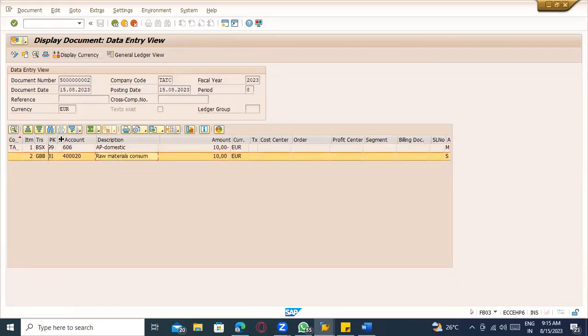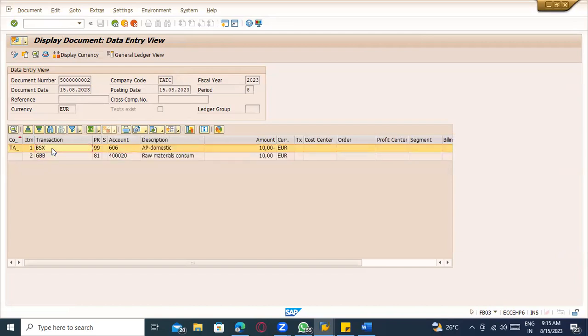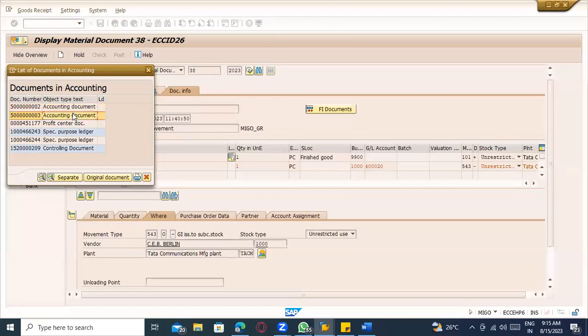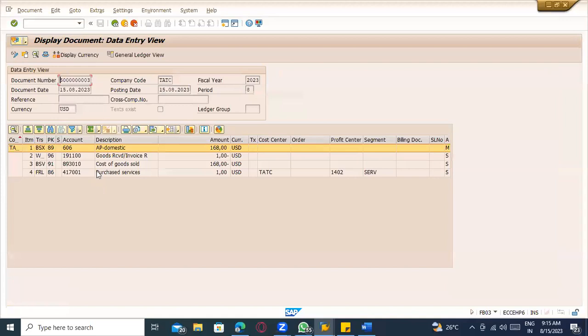Okay, so BSX and GBB. One is the inventory account, and one is the GBB consumption account. Then I will go for the FG. Okay, then you can see that there is a 4. One is for the FG product.